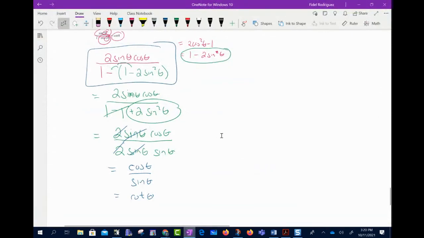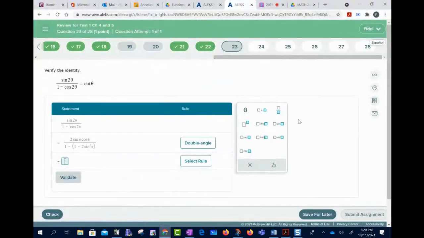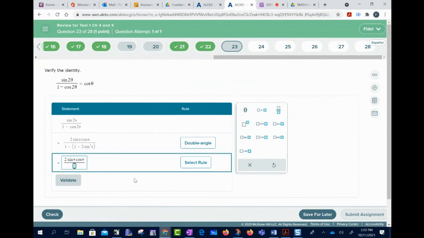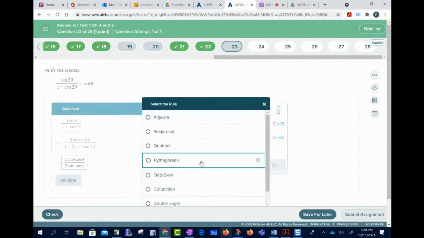We did some algebra. So guys, what I'll probably do is I would probably write this right here. Okay, so let me try doing that. Okay, so I'm going to go 2 sine theta cosine theta over, what do we have on the bottom? 2, and then 2 sines? And this was algebra.